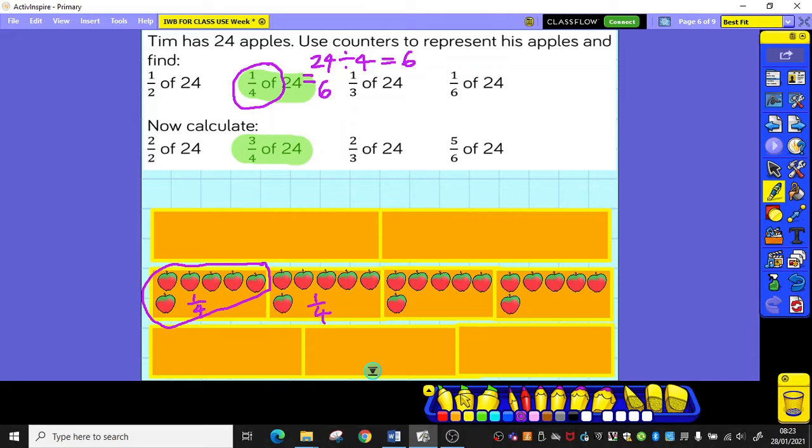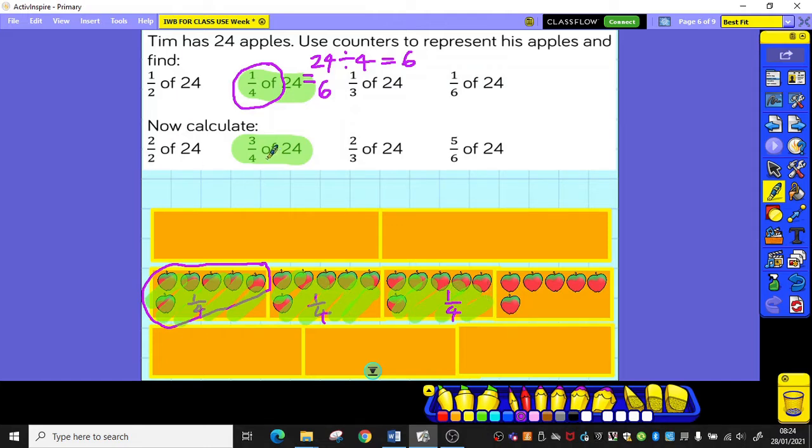Now, what's really important is that as soon as I found 1 quarter, I can find 2 quarters or 3 quarters. So let's just think of the best colour to use for this, possibly green. If this is 1 quarter, this box, which we know is 6, a second quarter is going to be another 6, giving me 12, and a third quarter is going to be another 6, giving me 18. Okay, so I've got my 3 quarters, each containing 6.